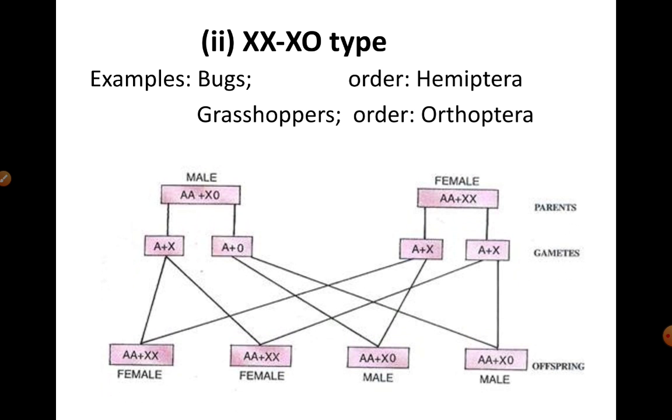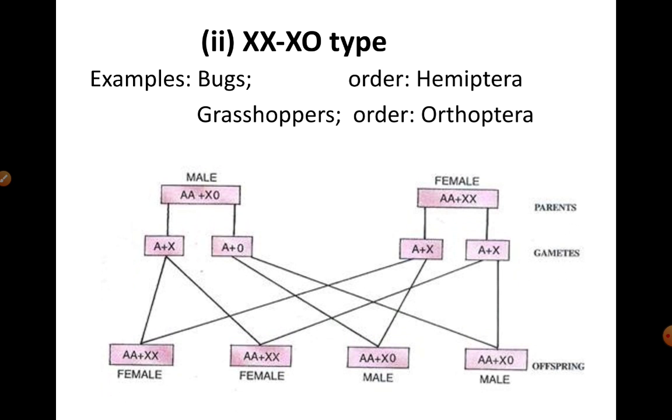Females represent 2 similar sex chromosomes, whereas males represent XO. X is for 1 sex chromosome and O represents lack of the other sex chromosome. So females will have 2 sex chromosomes, that is X and X, while the males have only 1 sex chromosome. There is no second sex chromosome. Therefore, the males are designated as XO and the females are homogametic here, and hence they produce similar kind of gametes which contain autosomes with X chromosomes.